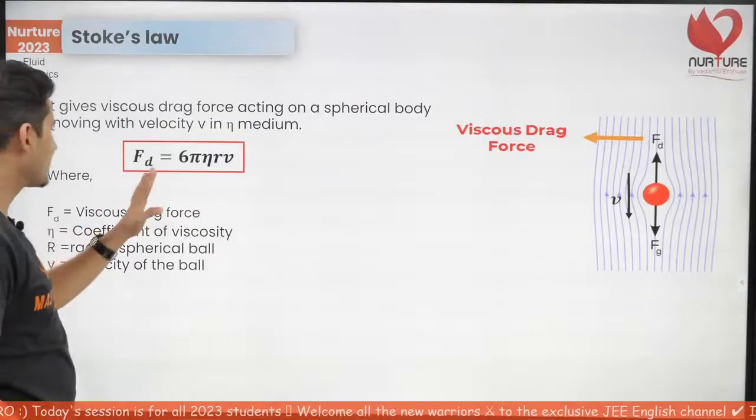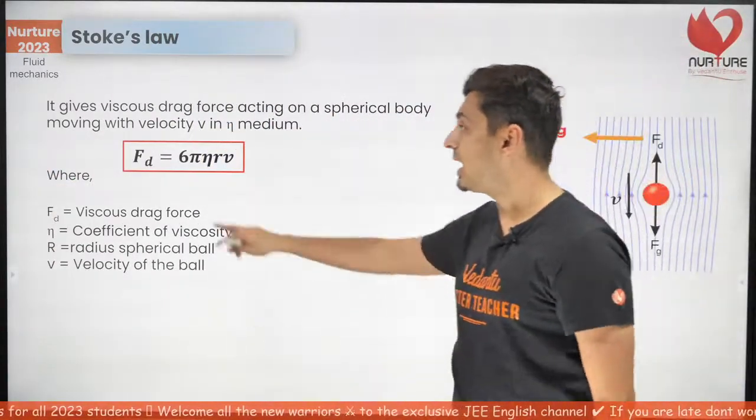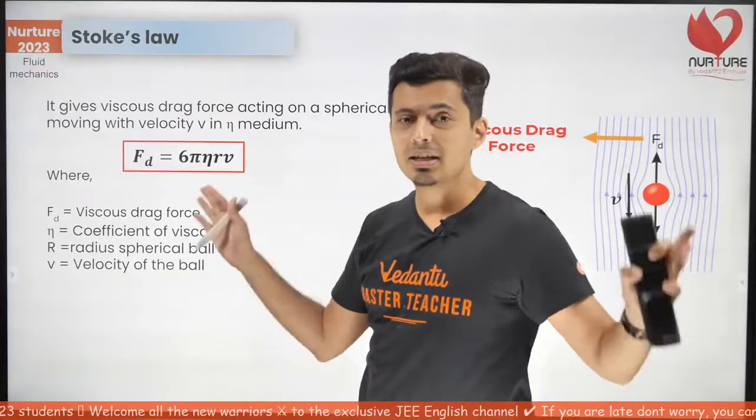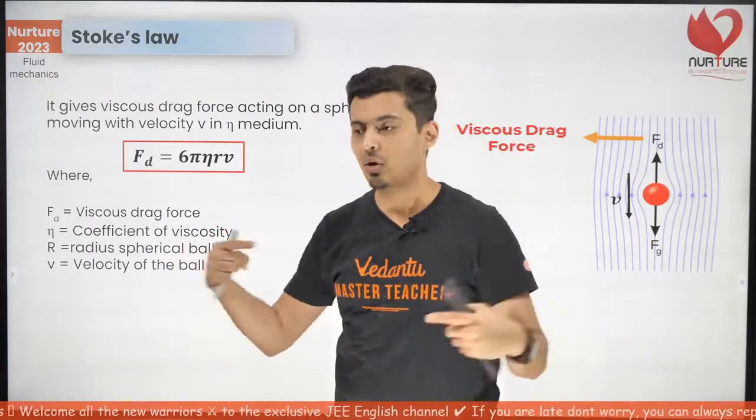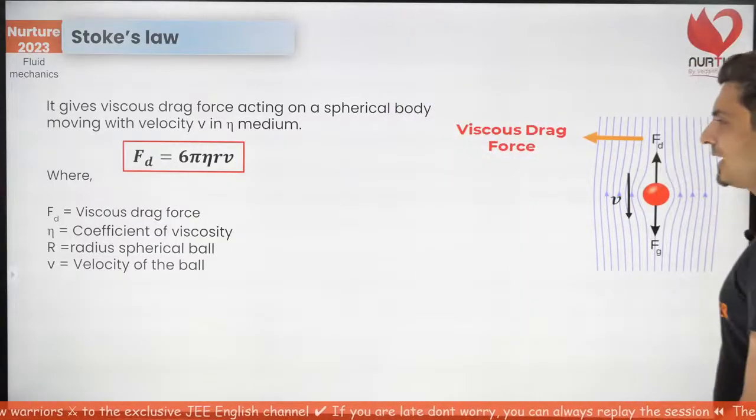So the drag force is given by 6 pi eta r v. In your books, you might see the symbol minus. Don't get scared again. It just signifies that the direction is opposite. Nothing else.